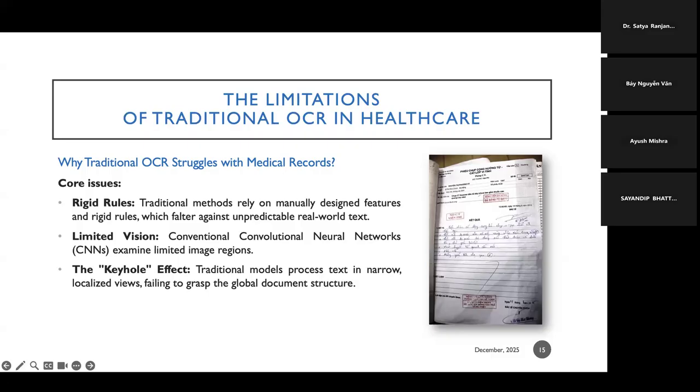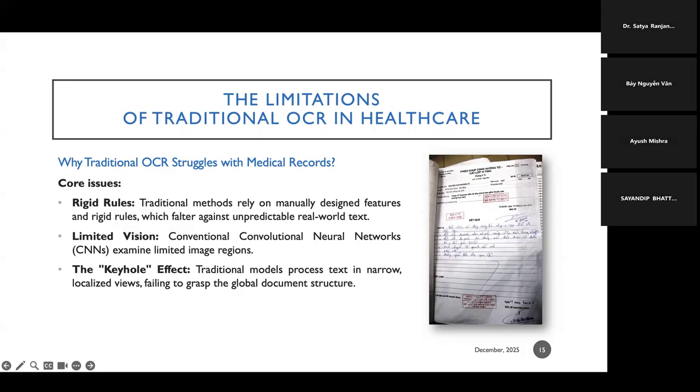And this leads to the fatal flaw. It lacks global context because the model is so obsessed with the tiny detail inside the keyhole. It completely misses the bigger picture, the global context. It doesn't know that the C is just part of the word cancer, something like that. It doesn't realize that this text is located in the diagnosis section of the page rather than the patient name section. It's reading letters, but it isn't reading the story.